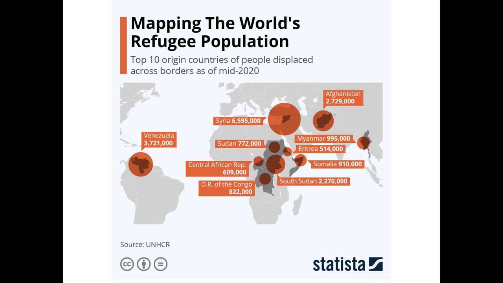Mapping refugees, over 6 million out of Syria, almost 4 million out of Venezuela, almost 3 million out of Afghanistan, and then we've got Sudan, South Sudan, Central African Republic, Democratic Republic of the Congo, Myanmar, 1 million people out of Myanmar. It's going to be interesting. I'll bet those are mainly the Rohingya Muslims that are a persecuted minority in Myanmar. I would think that number will continue to go up because just today there was a military coup in Myanmar, and Aung San Suu Kyi, the leader of Myanmar, was deposed by a military takeover. I think things are going to get worse for the Muslims as a result.